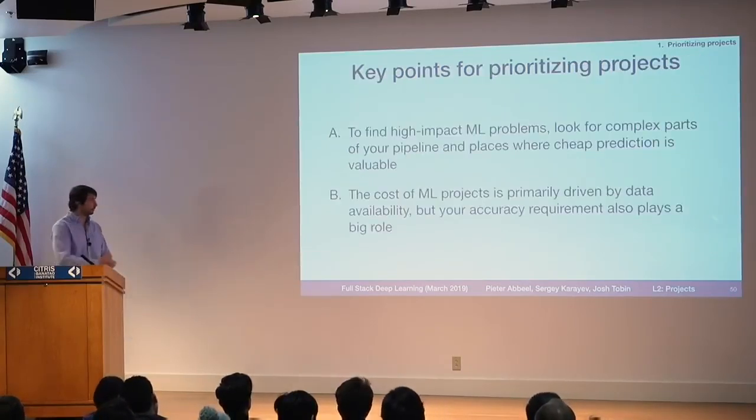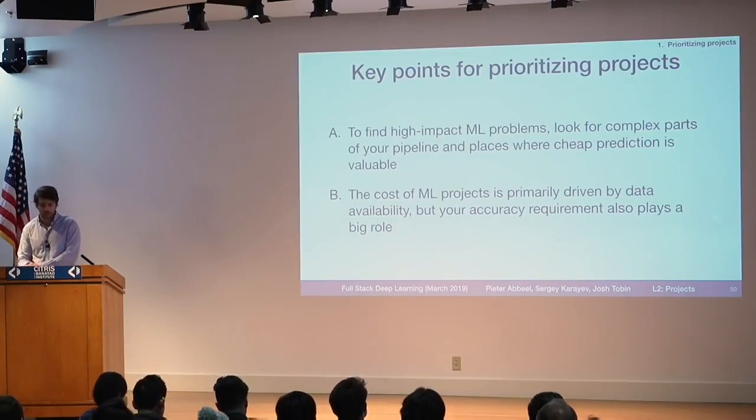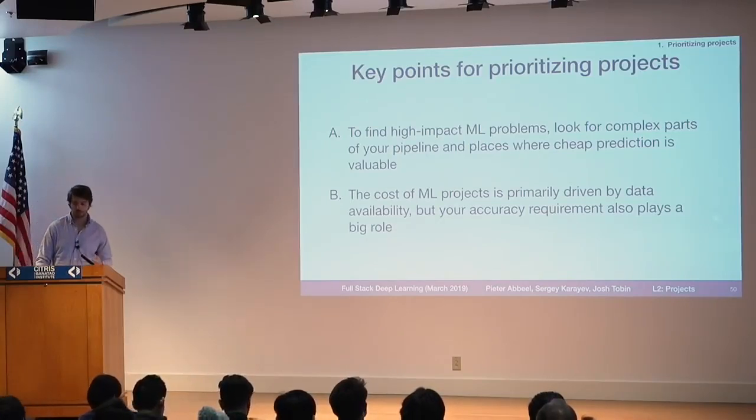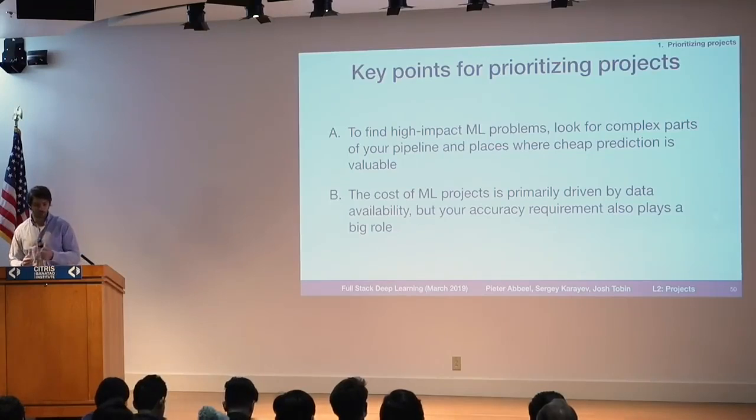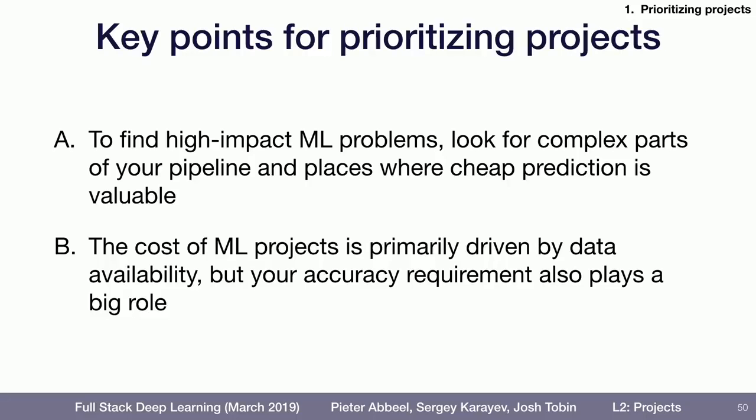OK, just to review, the key points here are to look for high-impact machine learning projects. There are two heuristics that I like. Look for complex parts of your pipeline that are good candidates for software 2.0, and look for places where cheap prediction might be valuable. And then to assess the cost, really the main thing you need to look at is data availability, but your accuracy requirement also plays a huge role.